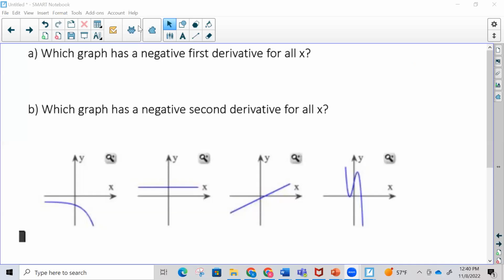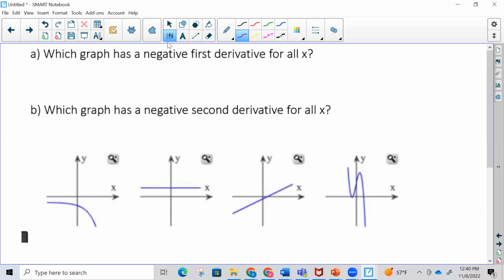Okay, then one more example. It says, which graph has a negative first derivative for all x? Negative first derivative means the slope is negative, so my function would be decreasing. So if I look at which one is decreasing the entire time, and I'll give these letters, that would be A.